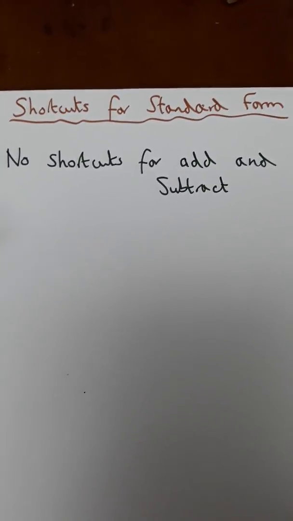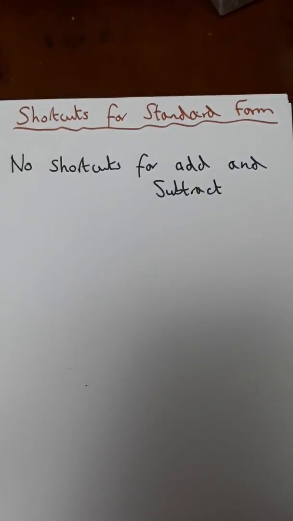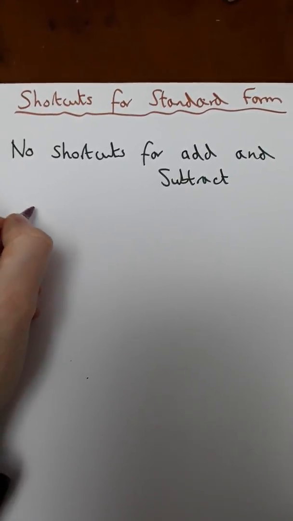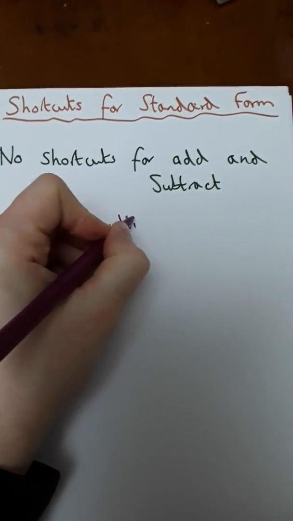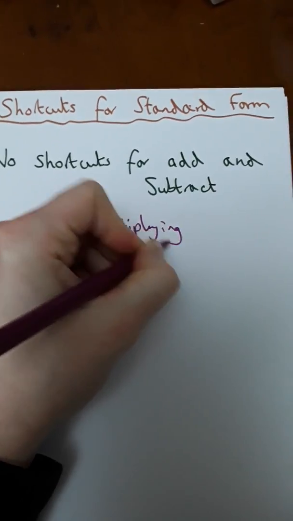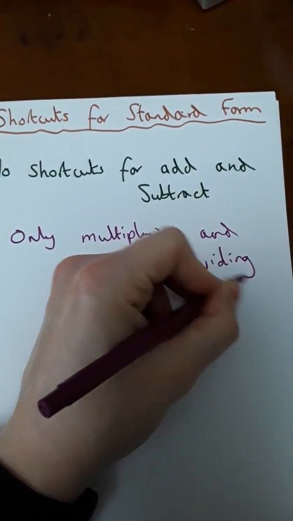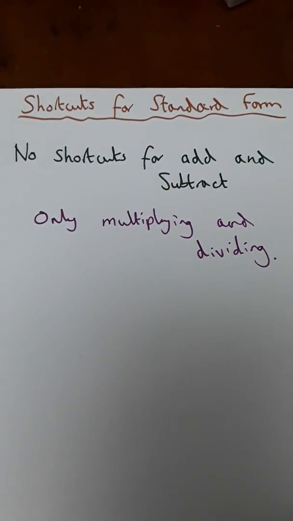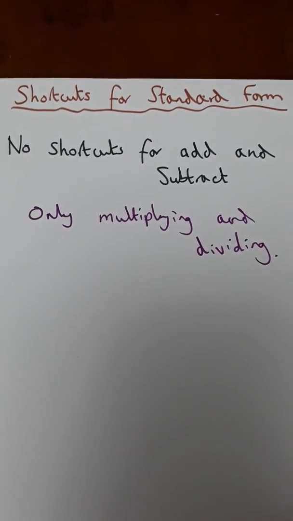Okay, so I'm going to show you some really helpful shortcuts for standard form. The first thing you must never forget is that there are no shortcuts for add and subtract. There are only shortcuts for multiplying and dividing. And these are based on the indices laws, or the index laws, that we learned earlier, and you can find them in the video playlist under indices and powers.